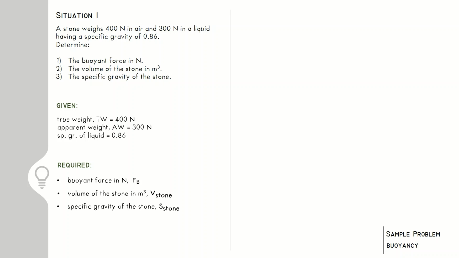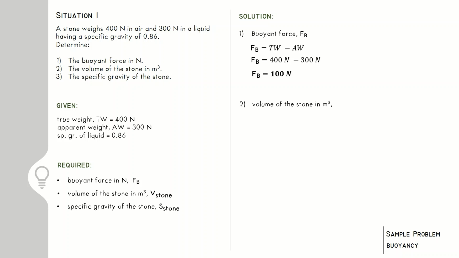From what we have discussed earlier, buoyant force is equal to true weight minus its apparent weight. So 400 minus 300, we have the buoyant force of 100 Newton. Next is the volume of the stone in cubic meter.